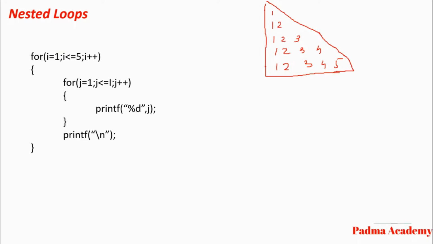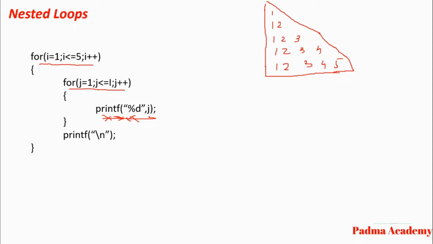So this is the code. For i is equal to 1, i should be less than or equal to 5, i plus plus. Inside that for loop, we have one more for loop. For j is equal to 0, j is less than or equal to 1, j will be incremented, j plus plus, and we are printing the number over here. That is, printf percent d, and something i, j.